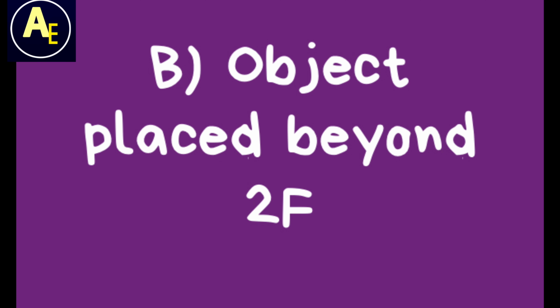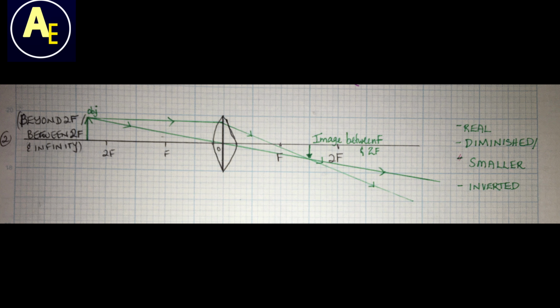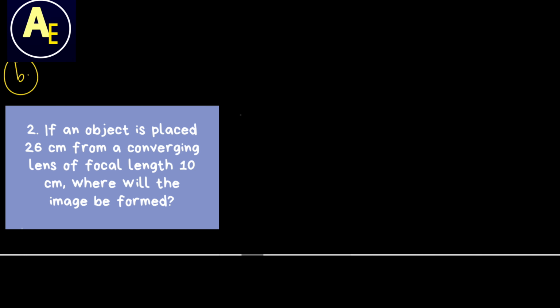Our second example is an object placed beyond 2f, also known as between 2f and infinity, since any distance beyond 2f is considered to be an infinitely large distance in comparison to the size of the lens. Now, in our example, an object is placed 26 centimeters from a converging lens, which has a focal length of 10 centimeters. Here, once again, we will observe when images will be formed using our lens formula.